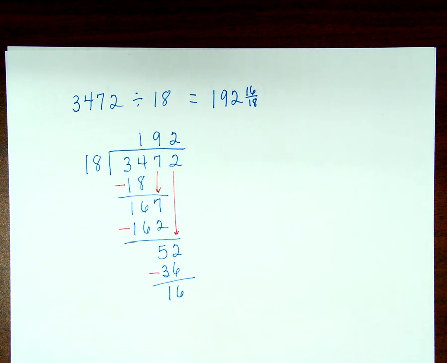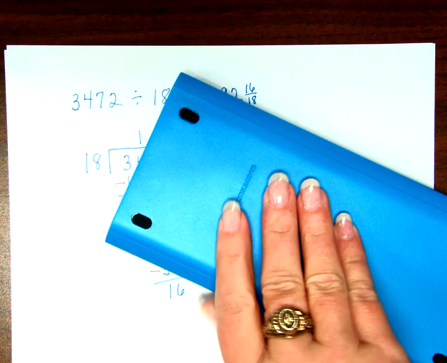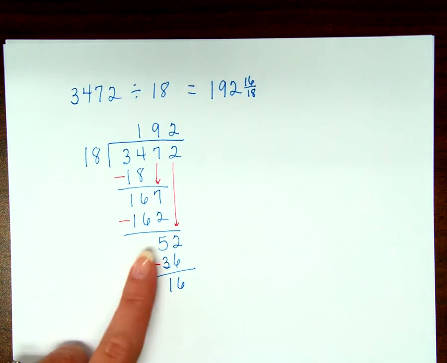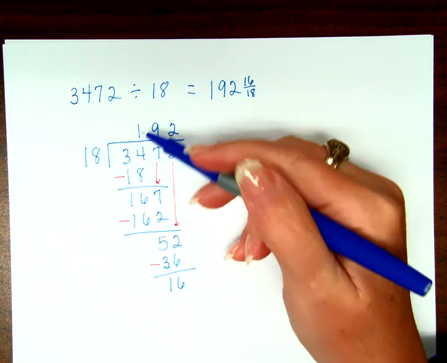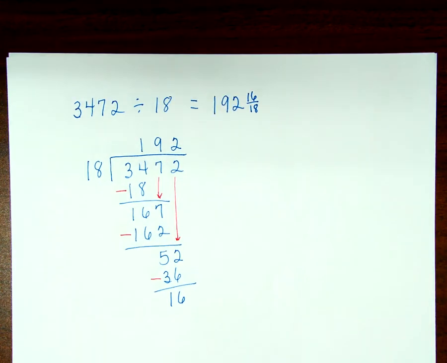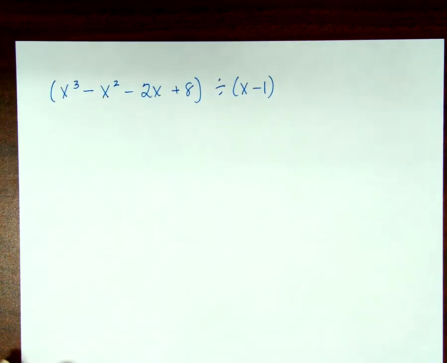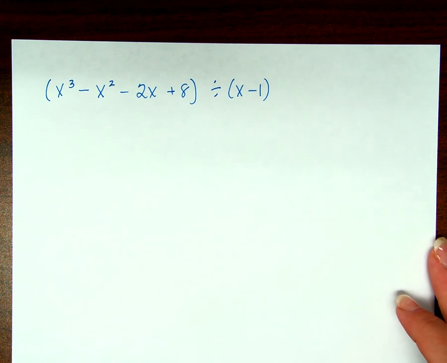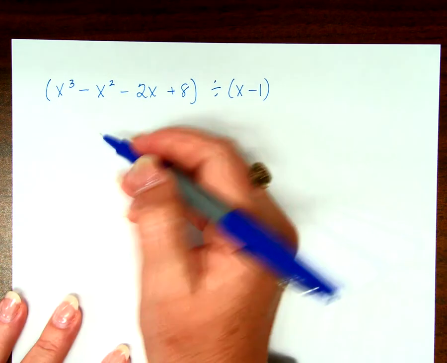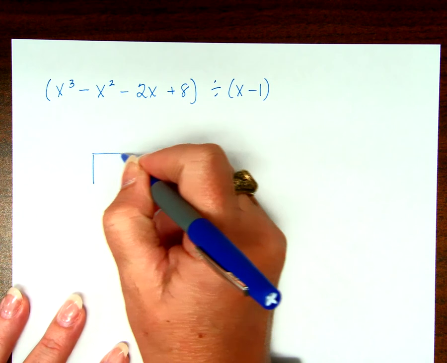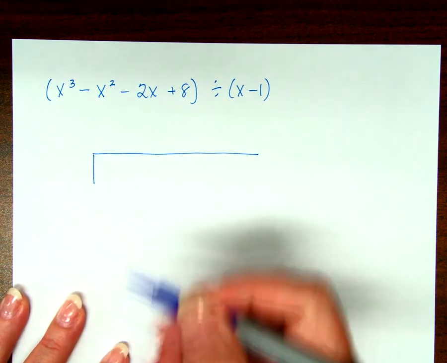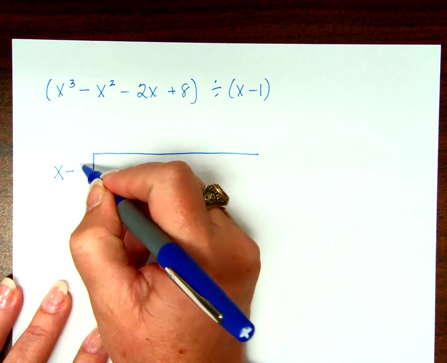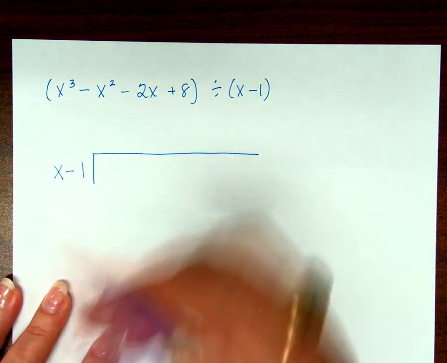Now, most of you actually probably do it this way, right? But you have done this before, haven't you? And it was important to walk you through the steps because now our problems look like this. And you already know how to do it. Because guess how we set it up? What goes on the outside? X minus 1. What goes on the inside?